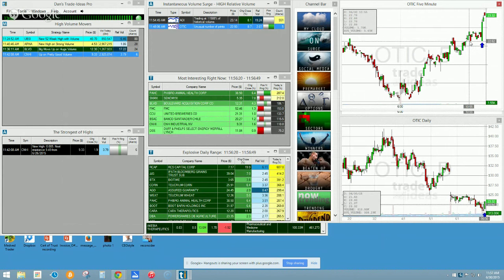Listen, of course you don't want to lose, right? But you can also die through paper cuts. You can lose consistently every single trade if you don't understand how to manage your risk. And that's all about being shown the proper setups, which is what Kunal and ourselves do.